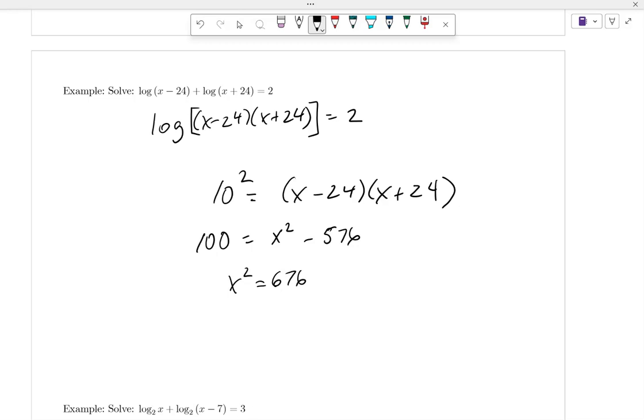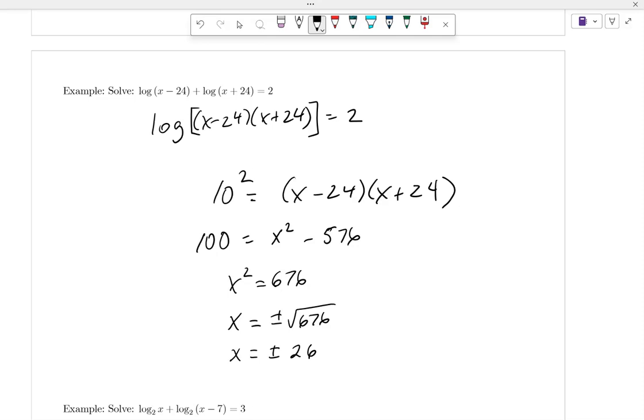What do you do next? Square root it. Remember, when you take the square root of both sides of an equation, you get plus or minus. Square root of 676 is, I'll save you the trouble, it's 26.